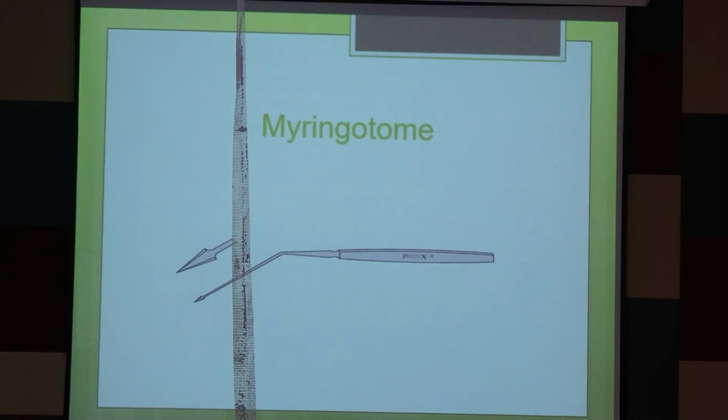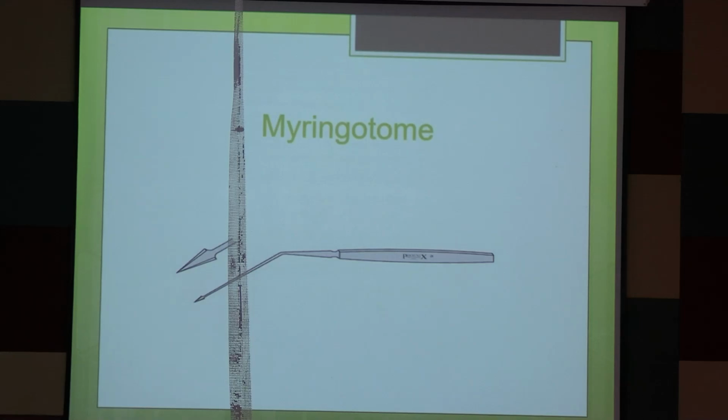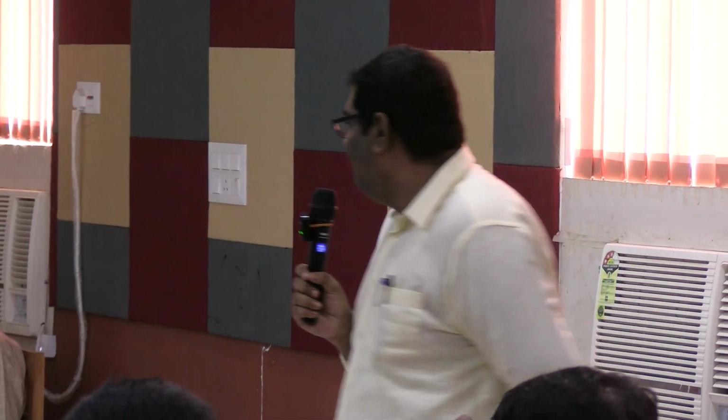This is another instrument, myringotome, very important, okay? Myringotome means what? Make an incision in the tympanic membrane. So where is myringotomy done? The next question will be asked, okay? Where is it done? Now myringoplasty is for when there is already a perforation. Why would you make a perforation again? You are making an opening in the intact tympanic membrane, that is myringotomy.